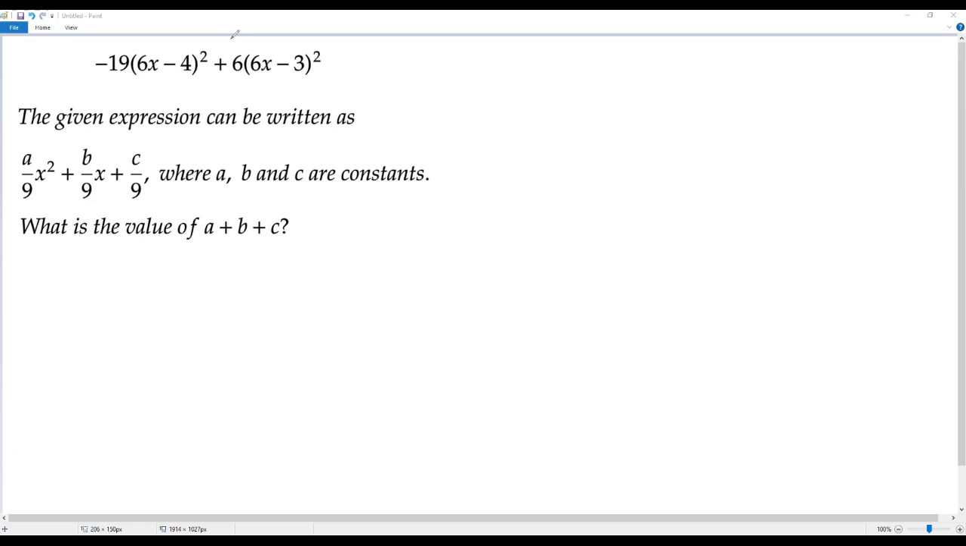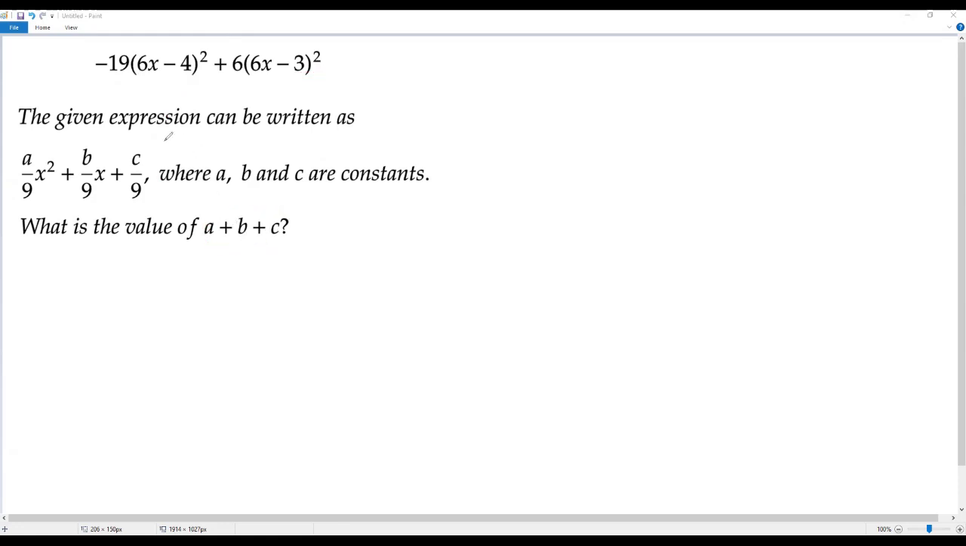The given expression can be written as a over 9 times x squared, plus b over 9 times x, plus c over 9, where a, b and c are constants. What is the value of a plus b plus c? So that is how to write the given expression in this format: a over 9 times x squared, plus b over 9 times x, plus c over 9. So that we can compare this one and this one, get the values of a, b and c, and evaluate a plus b plus c.